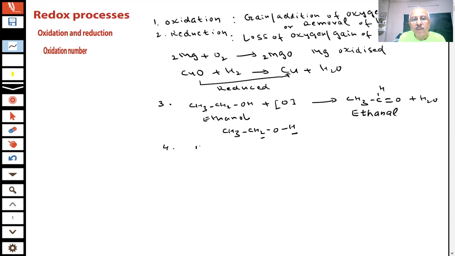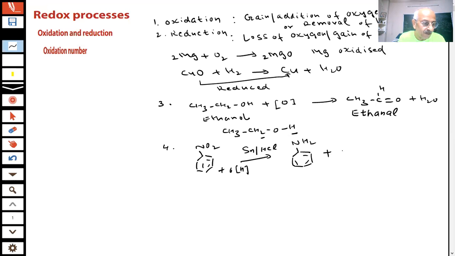And for example, if I write a reaction in the organic chemistry, students, what is the name of this compound, student? What is the name of this compound? It has NO2. When you add tin and HCl and heat it, what happens, student? What you are getting? What is happening, student? So reduction is taking place here. Reduction is taking place. If I write it like this, and you have H2O.